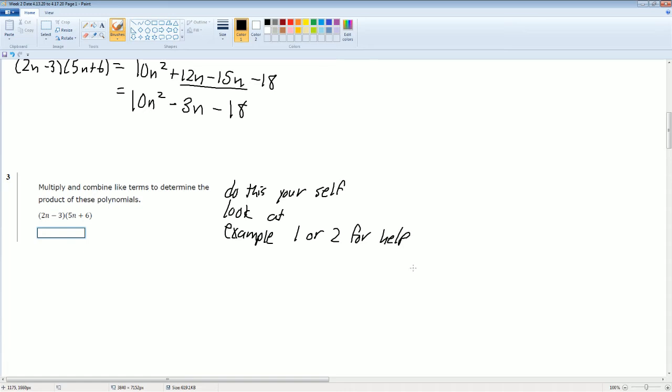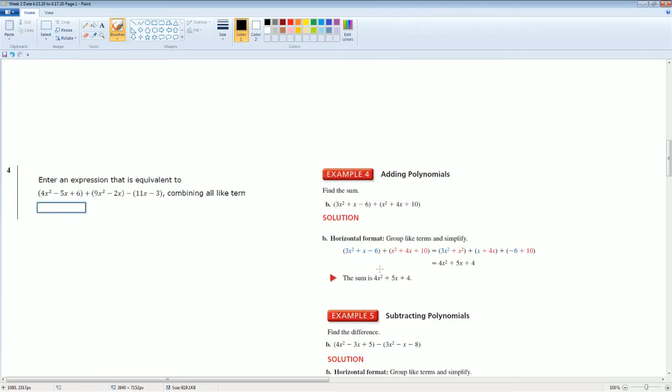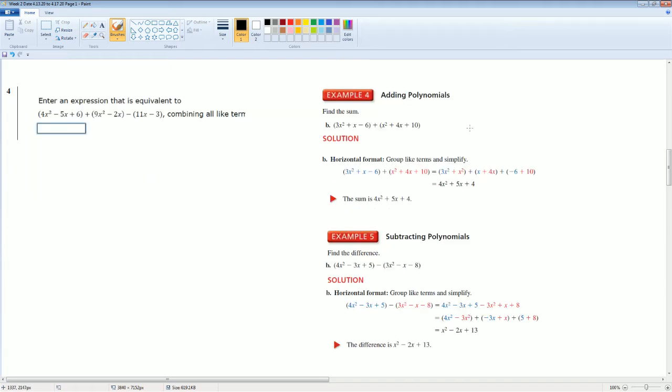Good, because it's the same idea. All right, this time we're adding, then we're going to subtract some polynomials, okay? So what I have here on my right-hand side are some notes for you. So how can you find the adding of these?